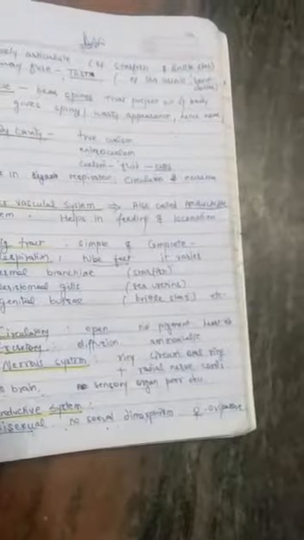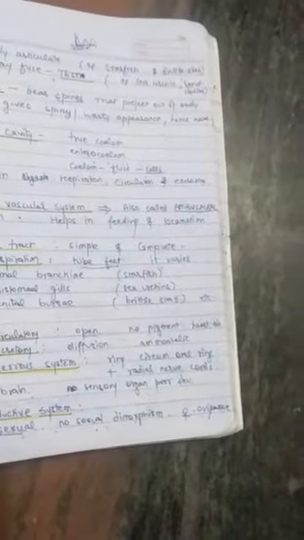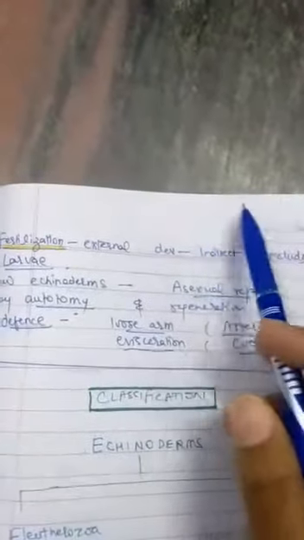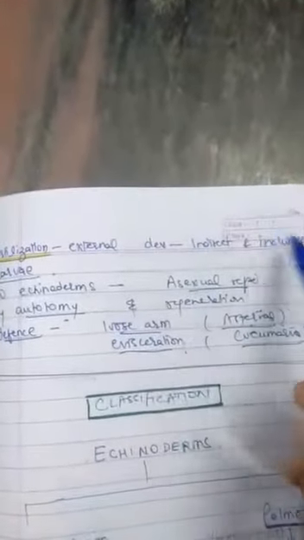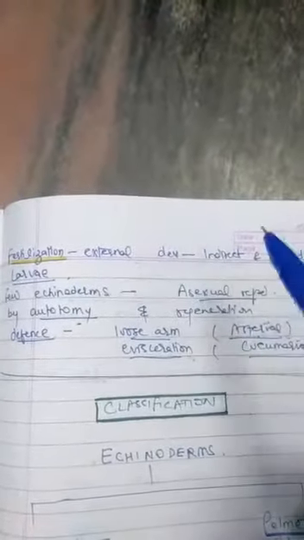Female is oviparous. That means it lays eggs in water. Male also sheds sperms in water. So these sperms and ova get fertilized in the water. That means fertilization is external. It doesn't occur inside the reproductive tract of the female. It occurs in water. That is why it is external fertilization.